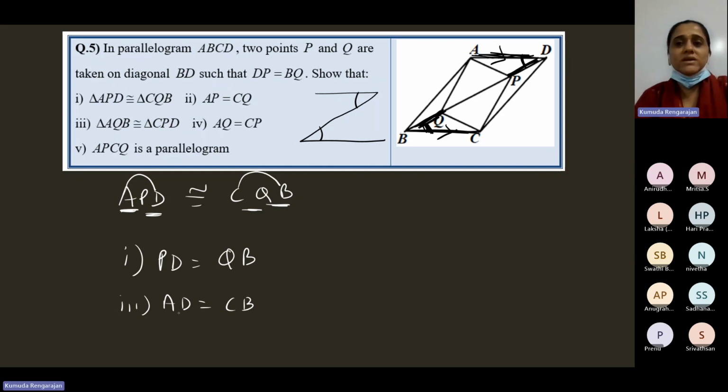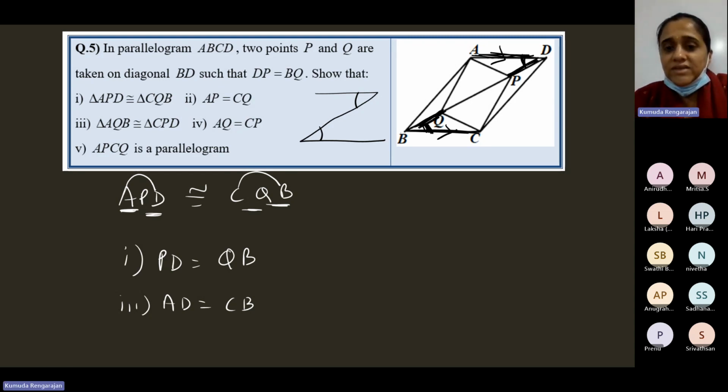So sometimes, when you have to prove that two triangles are congruent, the order is given there. Prove that this triangle is congruent to this triangle, the order is already there. From that itself, you can start thinking in the exam. You understand? Okay, so that's all it is.